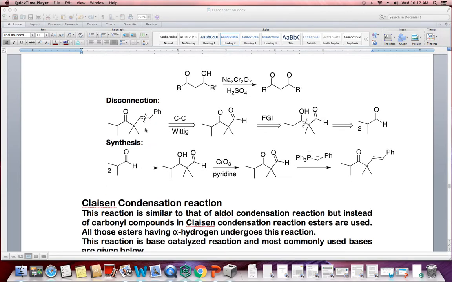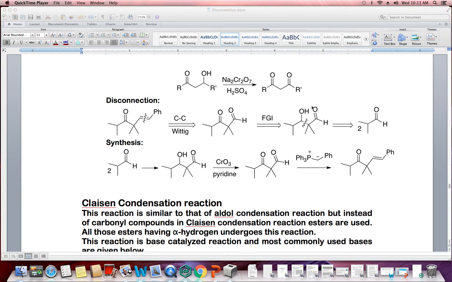Now look at this disconnection. In this target molecule, we have a carbon-carbon double bond. This carbon-carbon double bond is present at beta gamma position. It is not present at alpha beta position. This is beta gamma position. This double bond can be synthesized through Wittig reaction. For this carbon-carbon double bond, one part through Wittig reaction will be the part of aldehyde, and the rest part will be the part of phosphorane.